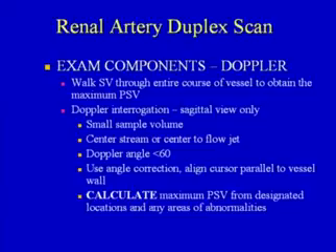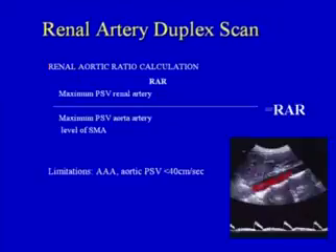And since we're looking for hemodynamically significant lesions here, often with the belly you will get some color bruits from the soft tissue. Whenever you see a color bruit, it should be evaluated with your Doppler. The diagnostic criteria is based upon the calculation of the renal aortic ratio. That's taking the maximum peak systolic velocity from the renal artery and dividing it by the maximum PSV in the aorta at the level of the SMA.